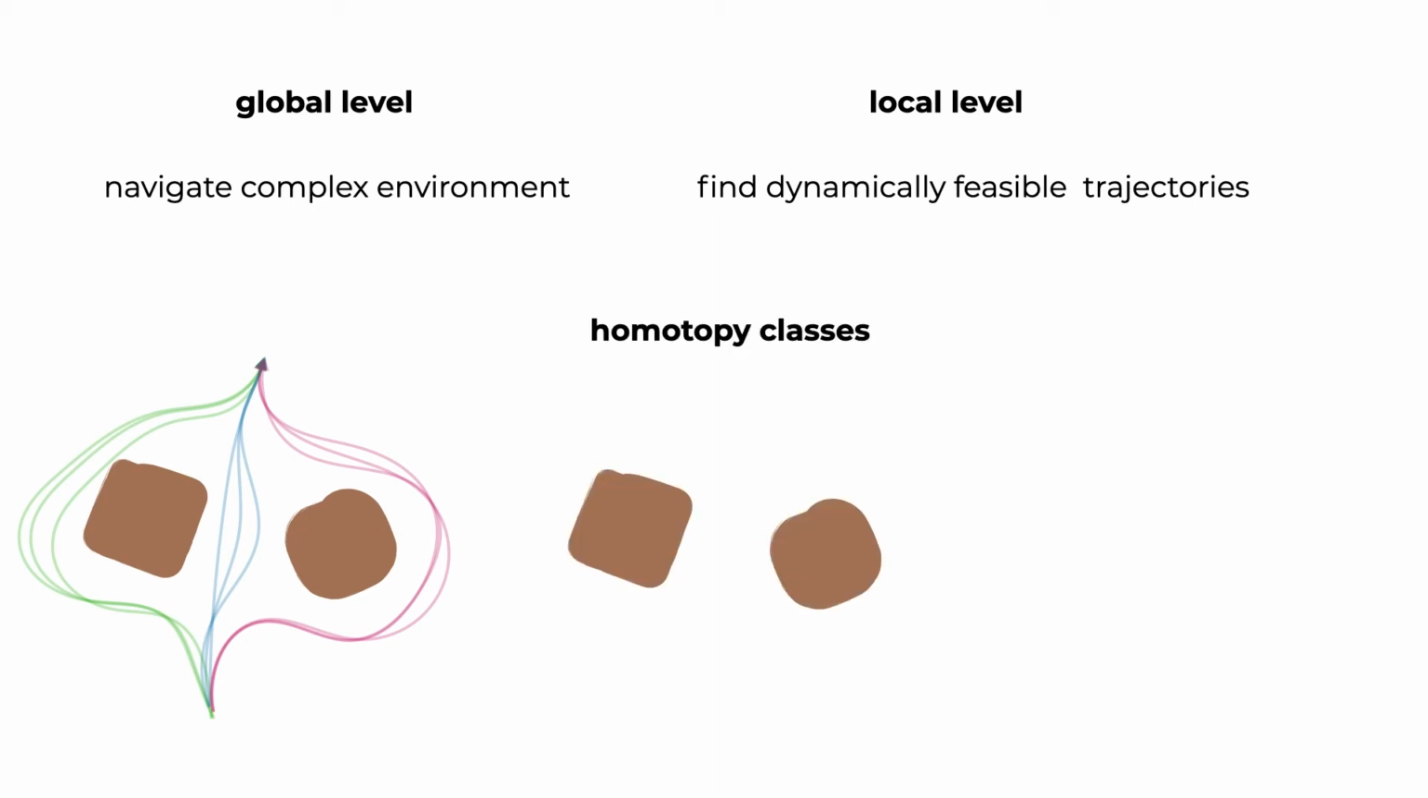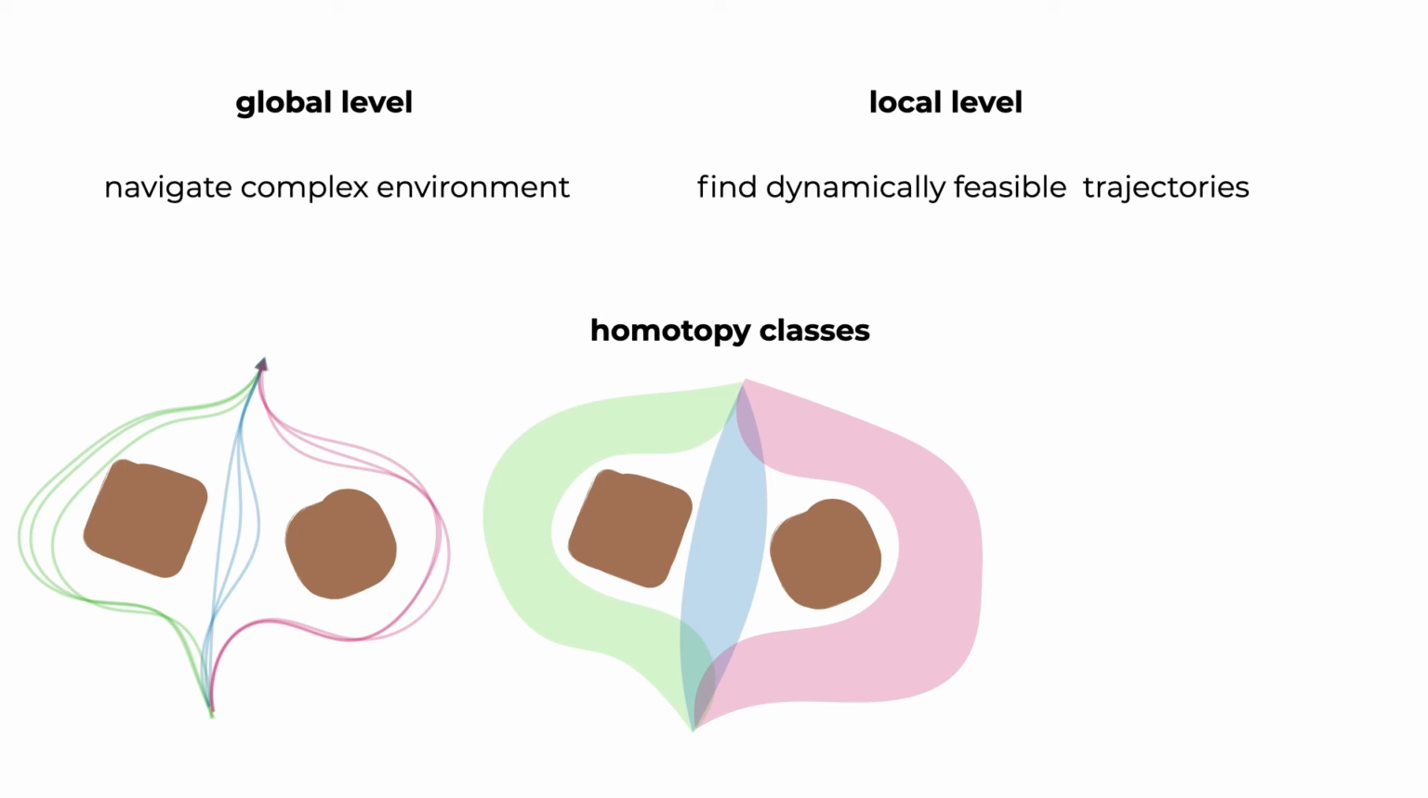We call each bundle of paths a homotopy class. Two paths in the homotopy class can be deformed into each other without hitting obstacles. Once we have chosen the homotopy class, we can replace the environment constraints by much simpler constraints that essentially describe a tube in which the vehicle must stay. This allows us to focus on the local challenge of finding dynamically feasible and efficient trajectories without also considering the complexity of the environment.